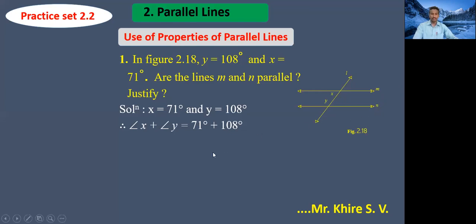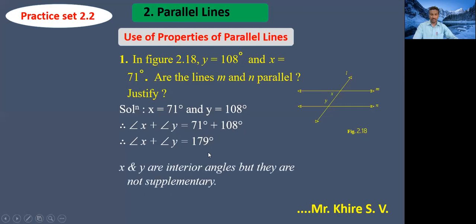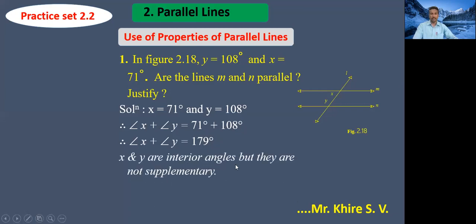Got it? Let's see. Measure of x is 71 degree and y is 108 degree. Sum of these two, 71 plus 108 is 179 degree. Means it is not supplementary. It is not equal to 180 degree. Therefore, we can say that x and y are interior angles, but they are not supplementary. Therefore, we can conclude that line M and line N are not parallel lines. Got it?